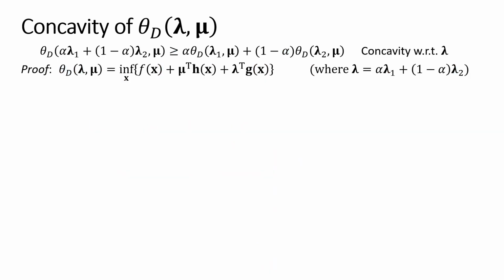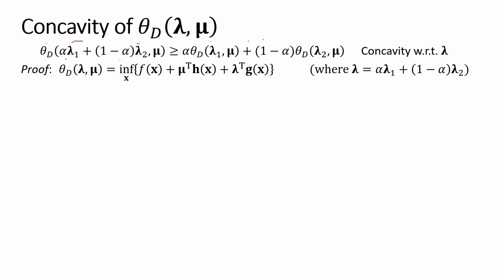So let's prove concavity with respect to lambda. So I have 2 points, lambda 1 and lambda 2, and alpha lambda 1 plus 1 minus alpha lambda 2 is a convex combination of the 2 points, lambda 1 and lambda 2. And I have to prove that theta d of the convex combination, which is alpha lambda 1 plus 1 minus alpha lambda 2, comma mu, is greater than or equal to alpha theta d lambda 1 mu plus 1 minus alpha times theta d lambda 2 comma mu.